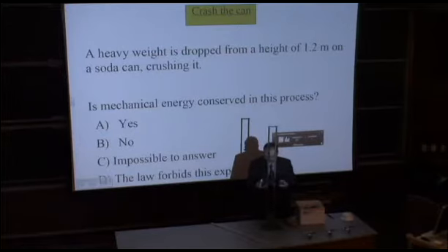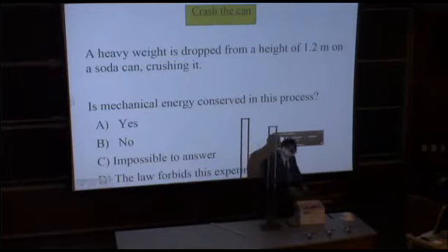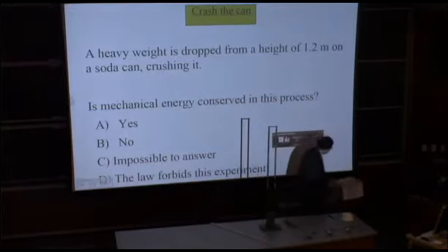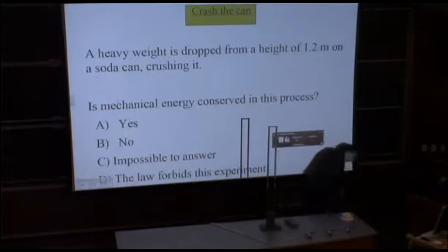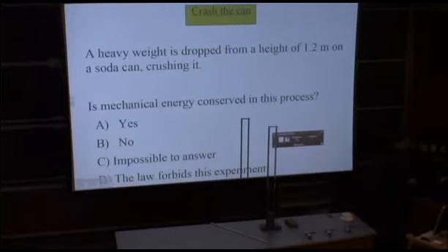The key to answering this question is what's happening here. When we're crumbling things, there is internal friction, of course. And if there is friction, the mechanical energy cannot be conserved. So some loss of mechanical energy is happening due to friction between the parts of that can.